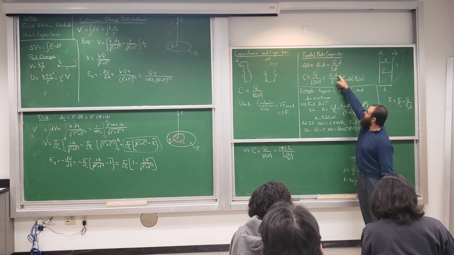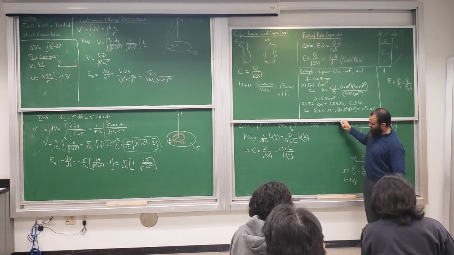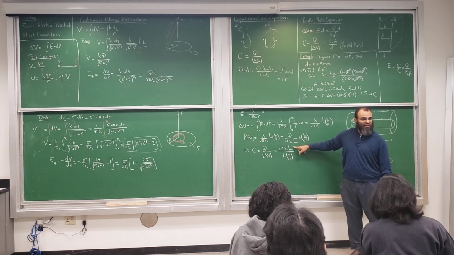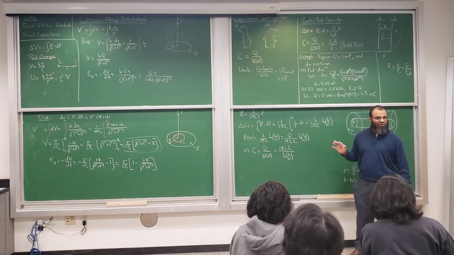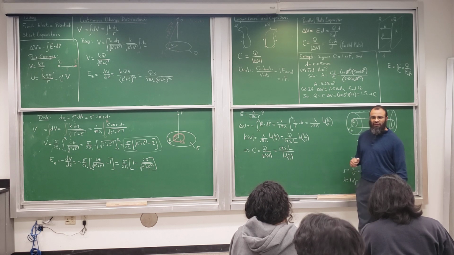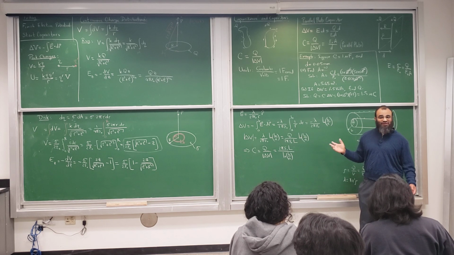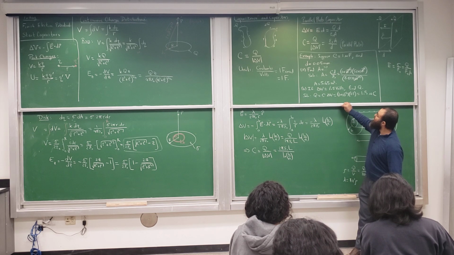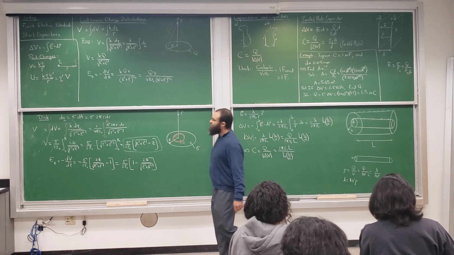Notice this one: area. It has to do with the dimensions of the object. Same thing here: inner radius, outer radius, length. It has to do with the geometry of the thing. The charge and potential difference all cancel, and you just end up with something geometric. Once you construct a capacitor, it has a certain capacitance, and that's it. That was the main thing I wanted to say about this one.